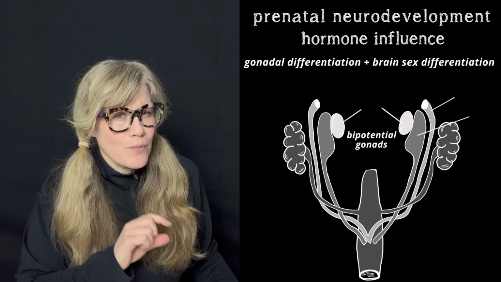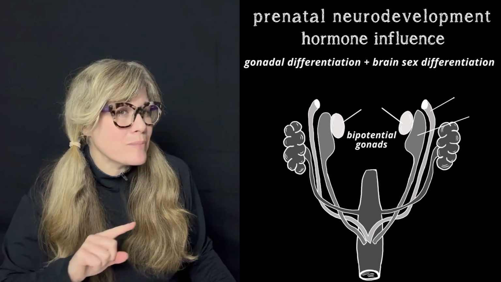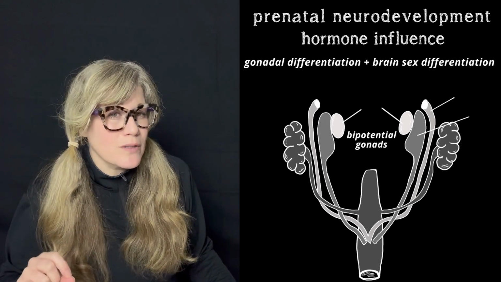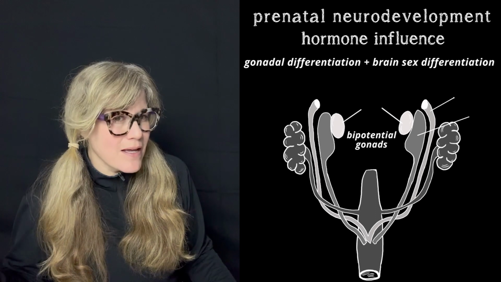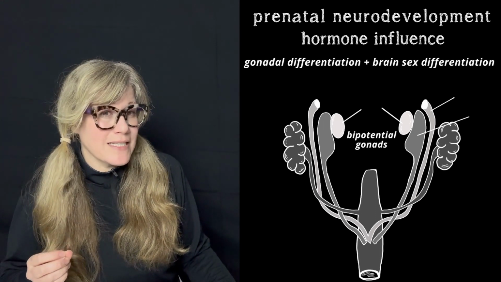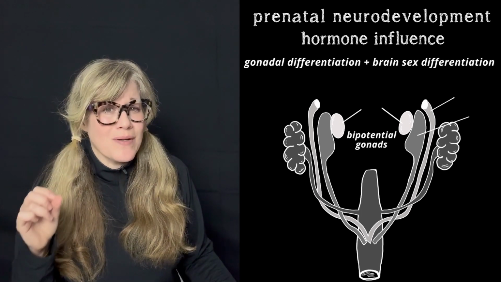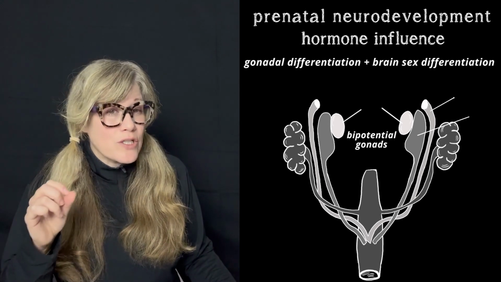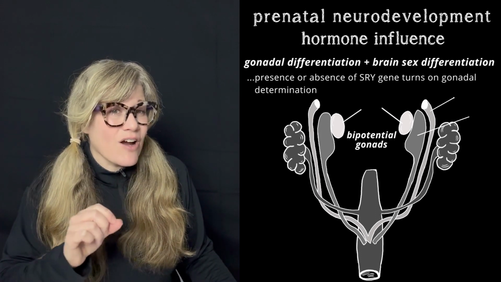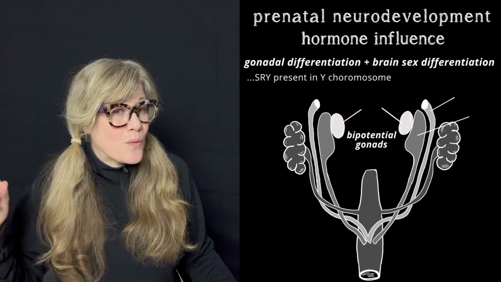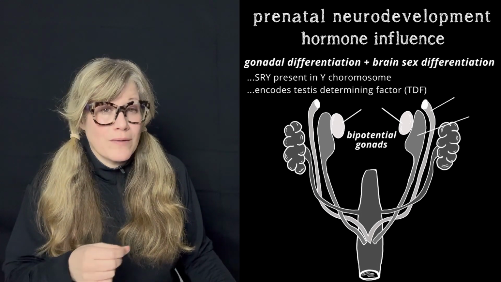But let's take a closer look at what's happening. As the embryo develops its reproductive organs, the gonads are bipotential, meaning until they are told to become testes or ovaries, the developing reproductive organs are virtually the same, regardless of XX or XY chromosomal designation. There is a very sensitive window of time during gonadogenesis when sex determination happens. What turns on gonadal determination is either the presence or absence of a gene called SRY. SRY is present in the Y chromosome, and its expression encodes a protein called testis determining factor, or TDF.